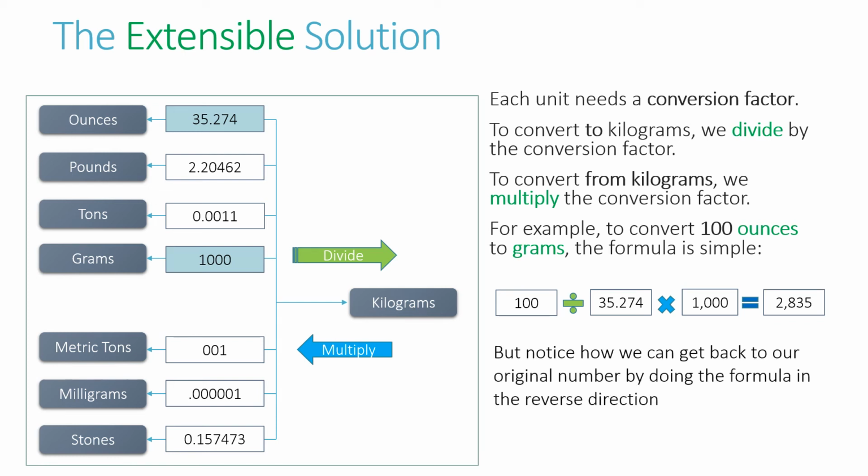Now to prove this works, all you have to do is reverse it. You take the answer from the previous question and you follow it back through the same path and you get back to the original number of 100. Of course, we're rounding here, but you get the general principle.